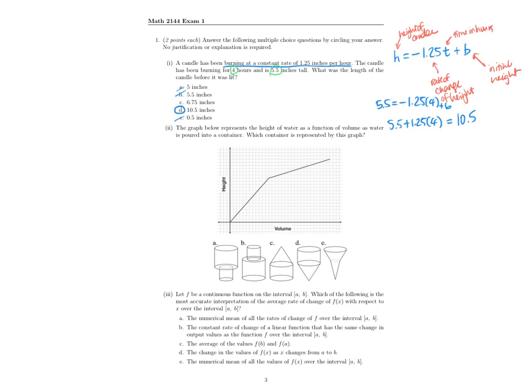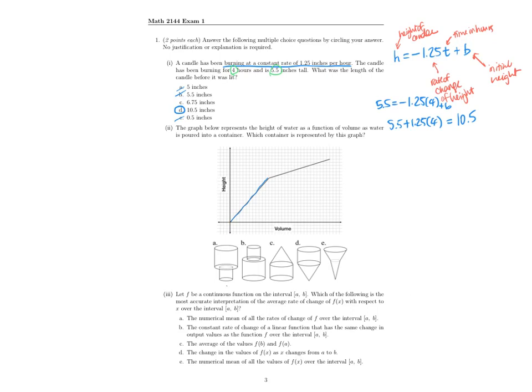On the next one, I have the height of water as a function of volume of water. And so one thing you might notice about this is that as the volume is increasing, the height is increasing at a constant rate. And so since this is linear for this portion of the graph, I know that, as the volume increases, the height is increasing at a constant rate. So it's going to be something that looks like a cylinder at the bottom.